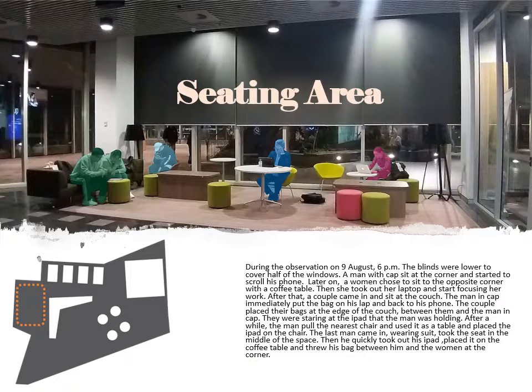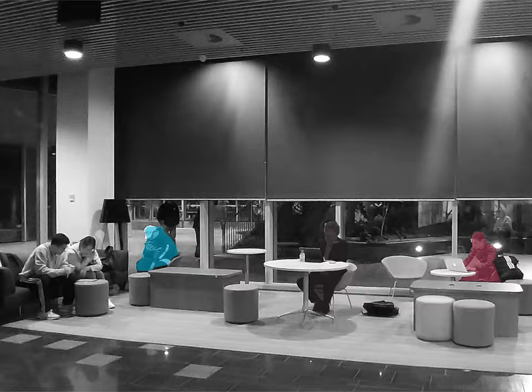They were staring at the iPad that the man was holding. After a while, the man pulled his nearest chair towards him and used it as a table, placing the iPad on the chair. The last man came in wearing a suit and took the seat in the middle of the space. Then he quickly took out his iPad, placed it on the coffee table, and threw his bag between him and the woman at the corner. Other people mentioned had kept a certain distance from each other.